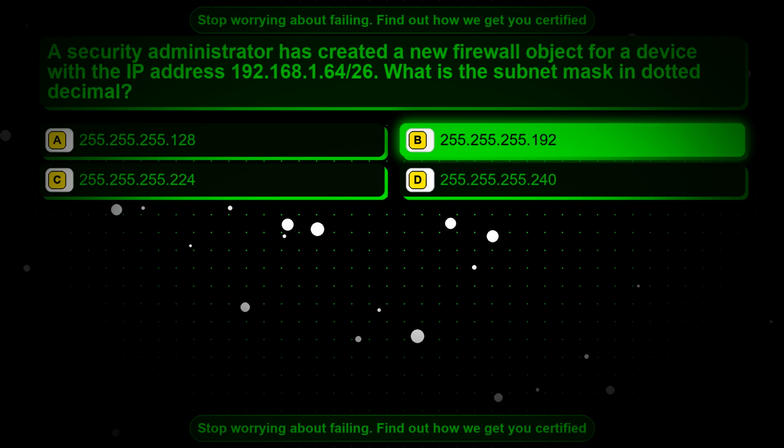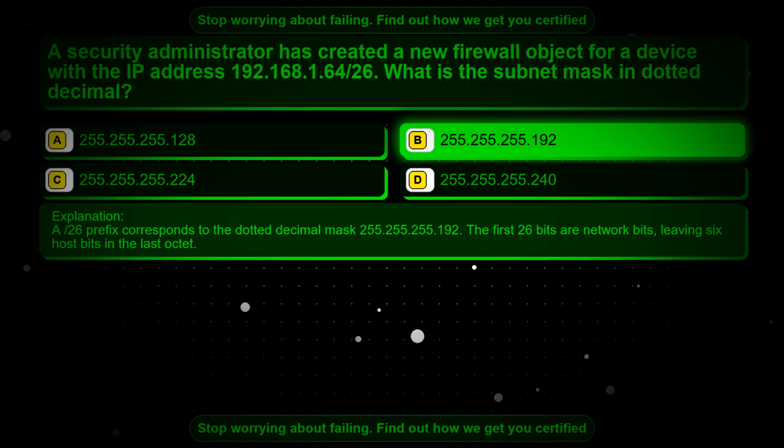The correct answer is option B. 255.255.255.192. A /26 prefix corresponds to the dotted decimal mask 255.255.255.192. The first 26 bits are network bits, leaving 6 host bits in the last octet.